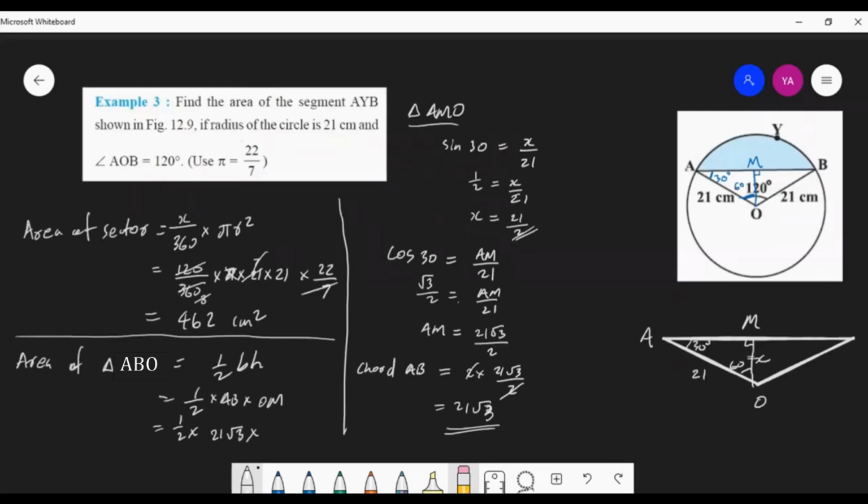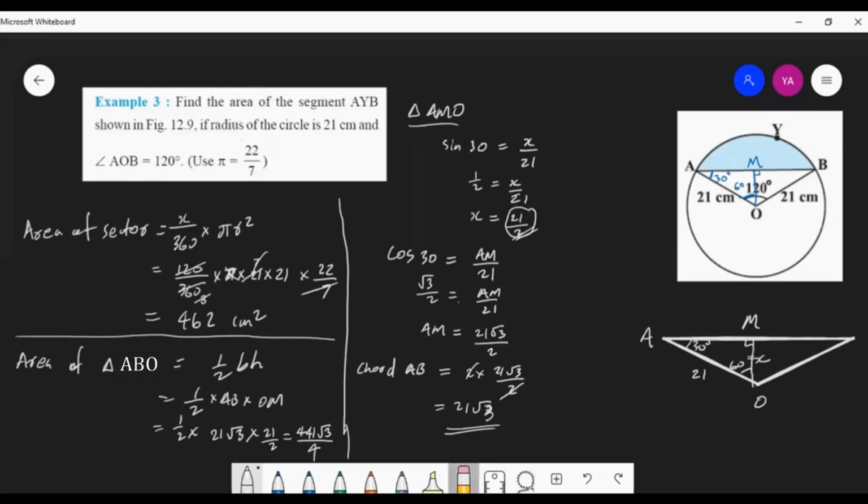OM I have taken as X, which is 21 by 2. So we can simplify this: the denominator will become 2 into 2, which is 4, and the numerator 1 into 21 into 21. 21 into 21 is 441, so 441 root 3 by 4 will come. So we got the area of the triangle and the area of the sector.